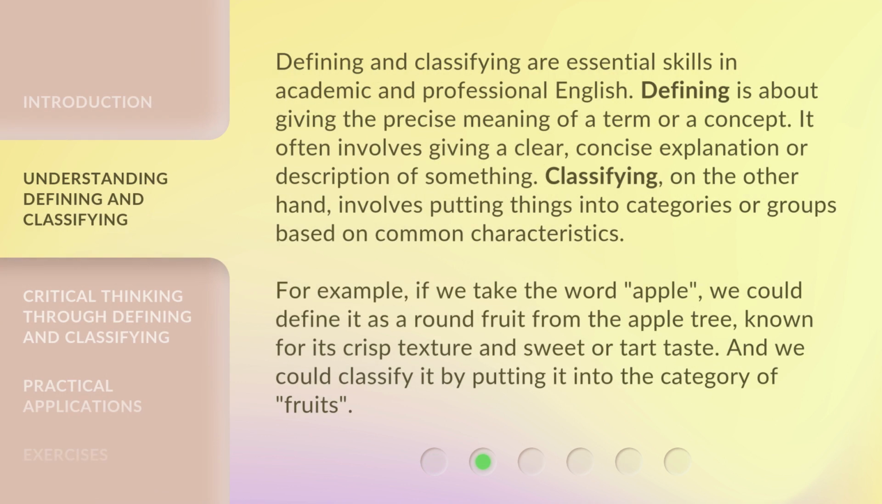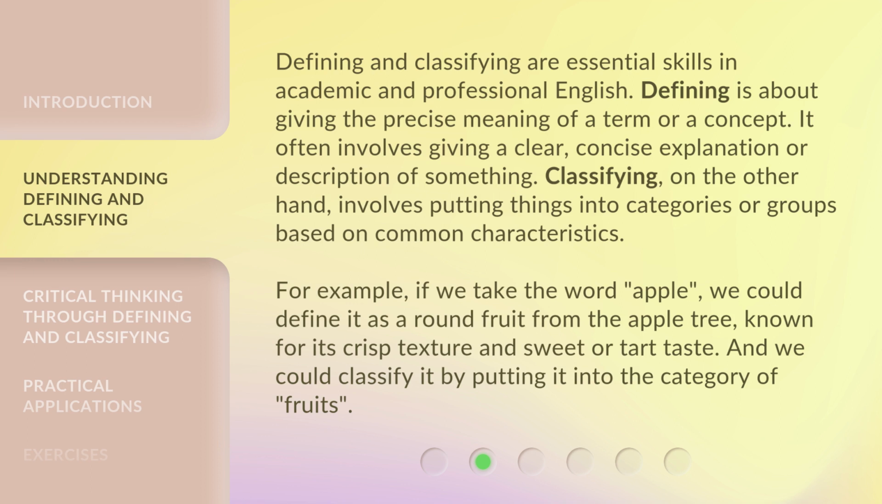Defining and classifying are essential skills in academic and professional English. Defining is about giving the precise meaning of a term or a concept. It often involves giving a clear, concise explanation or description of something. Classifying, on the other hand, involves putting things into categories or groups based on common characteristics.